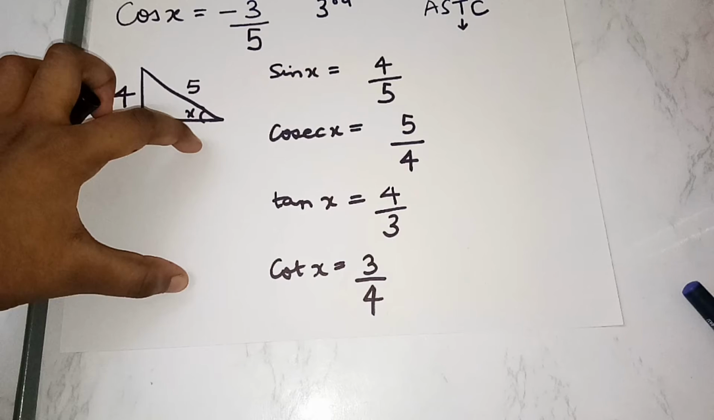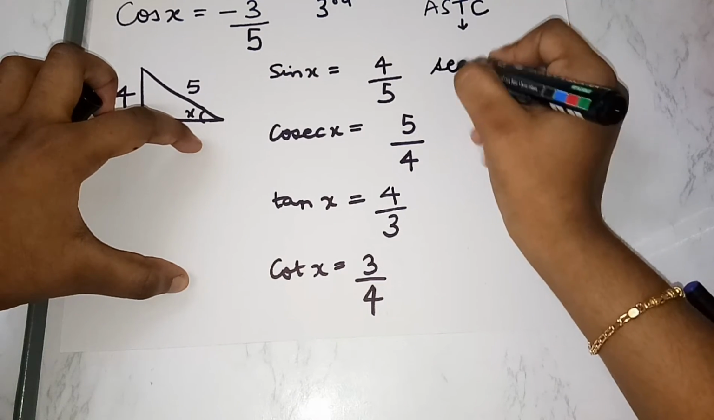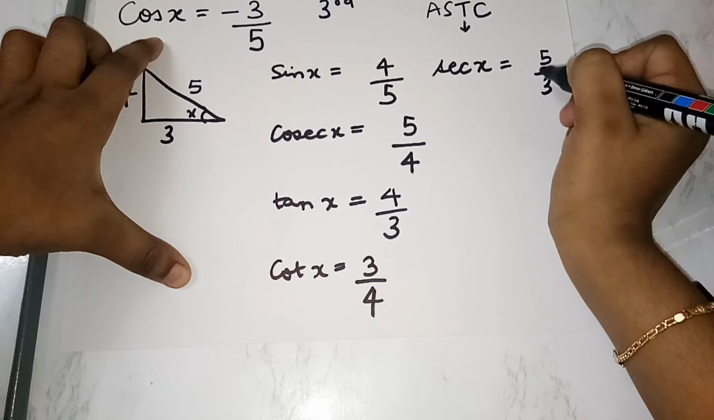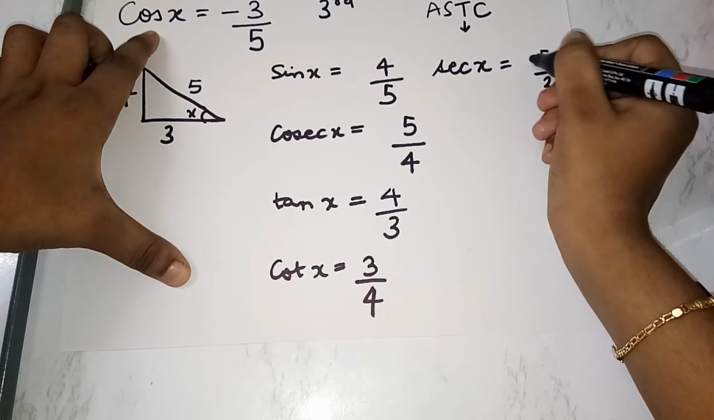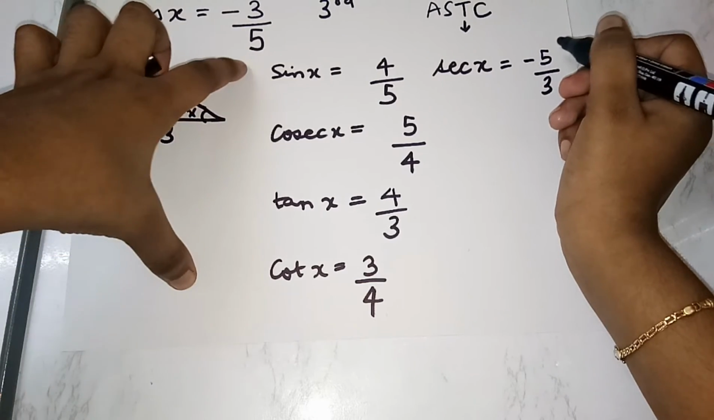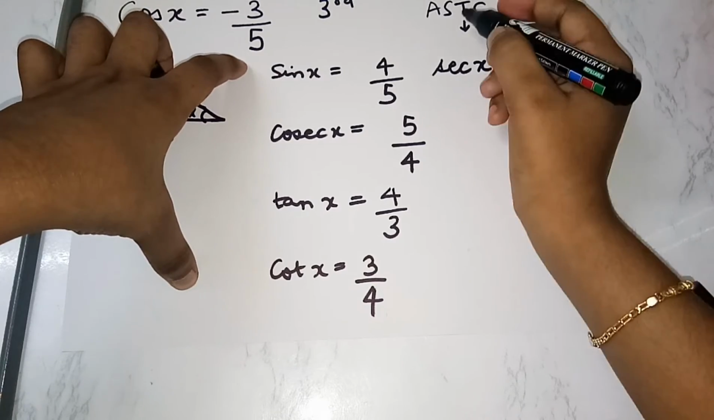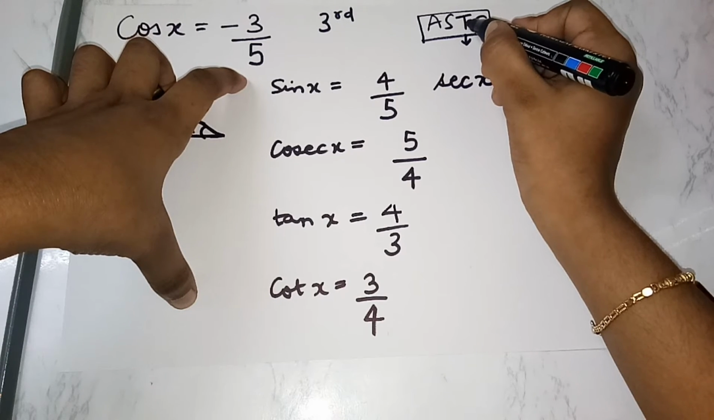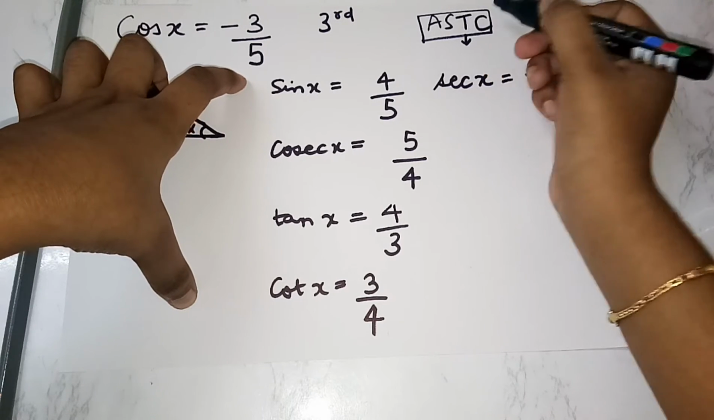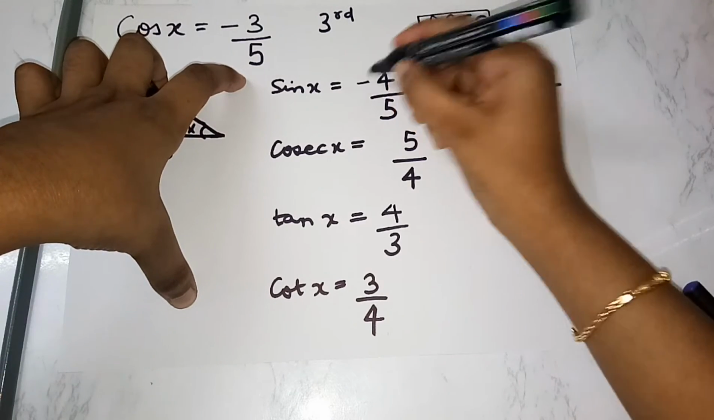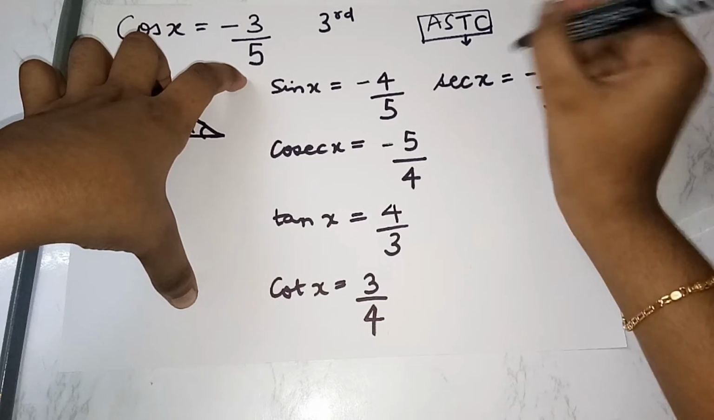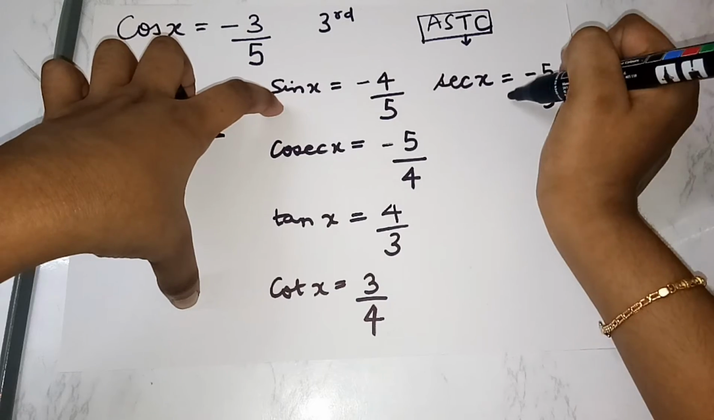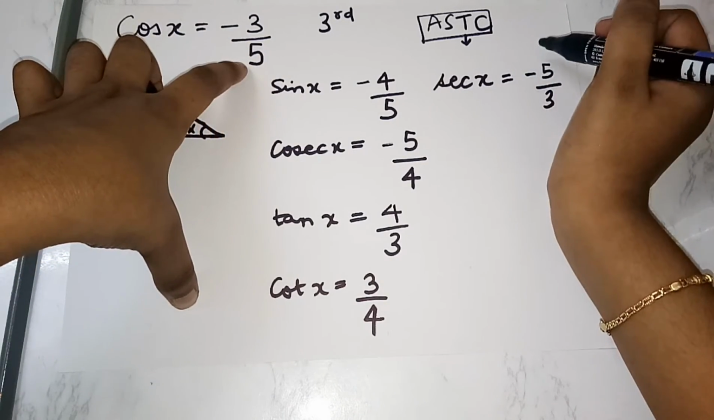Similarly, the last function, which is secant x, is going to be the reciprocal of cos, which is 5 by 3. Since cos is given in the question, we can directly write secant x as minus 5 by 3. Now, according to the ASTC rule, as already stated, in the third quadrant only tan and cot are going to be positive. So what you're simply going to do now is add a negative sign to the rest of the terms, which implies that in the third quadrant, sine is negative, cosecant is negative, secant is negative, as well as cos is negative.